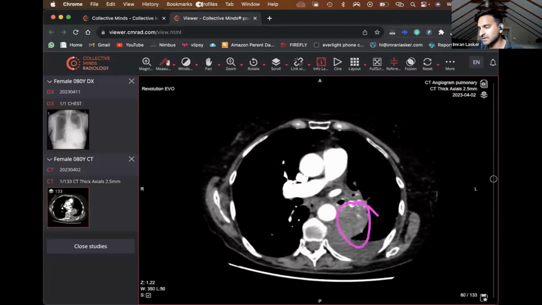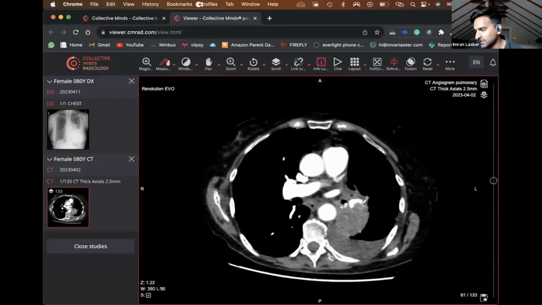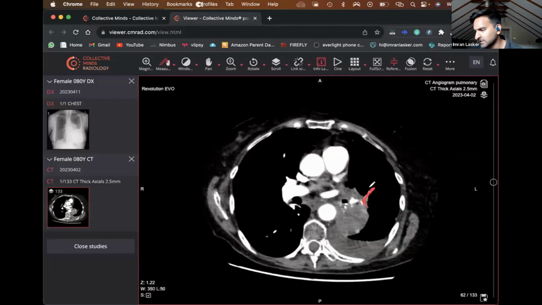But then this area over here, more peripherally, you could say potentially this is a vascular lesion. But over here, this area and this area are normal vessels.